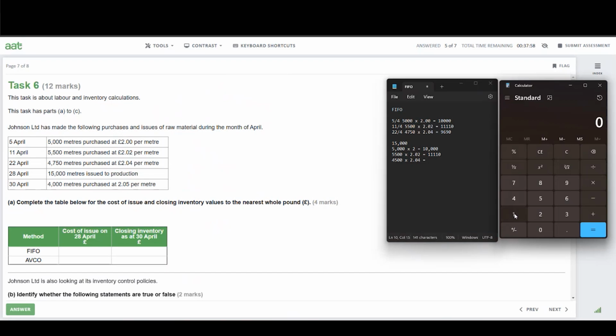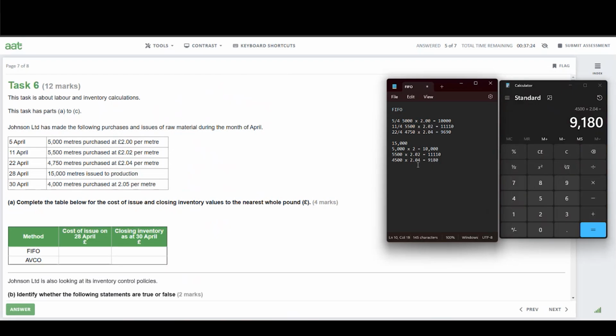Just so you can see how that works, there are 15,000 metres being issued. We've worked out the cost of 5,000 of them. We've worked out the cost of 5,500 of them. So that means we need to calculate the remaining 4,500. So the 4,500 will be at £2.04. So the issue cost of those is 9,180.